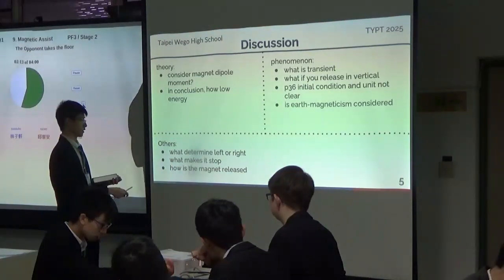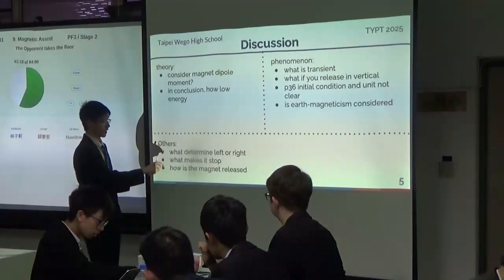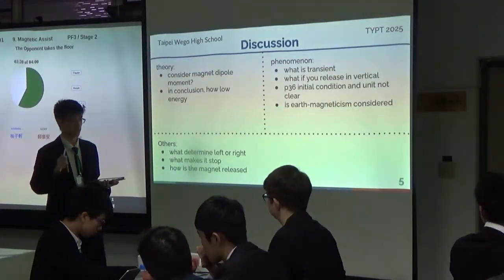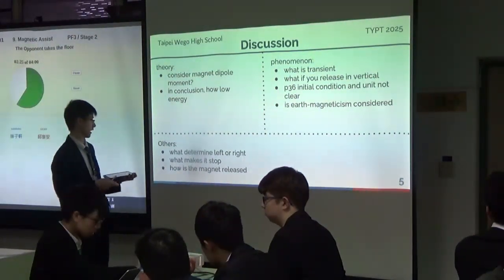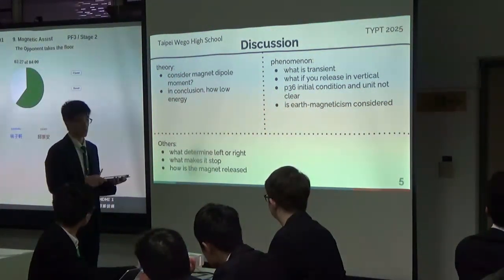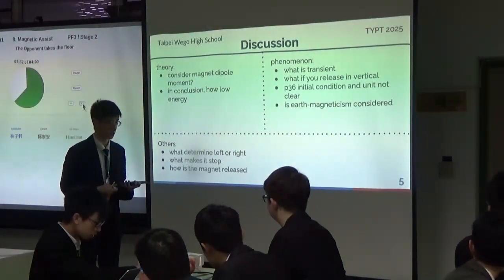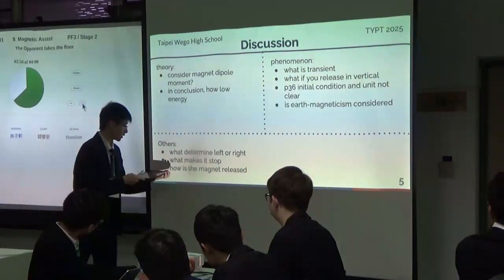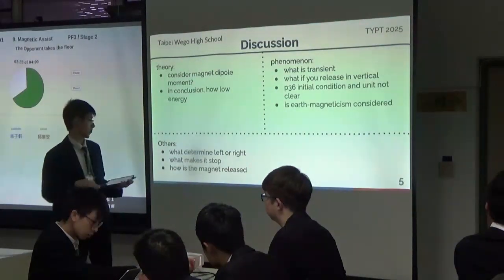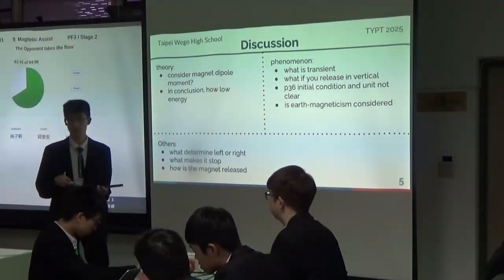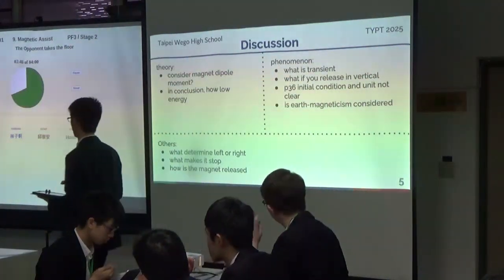As for the other part, you say it's chaos. So did you mean that you cannot determine whether the magnets will be attracted to the left or the right, or do you have any improvement to prove that? And what makes it stop? What makes this pendulum-like thing stop is worth considering. And how is the magnet released in your experiment? Because you said that it's very sensitive to initial conditions. So I'm going to invite the reporters to ask questions.